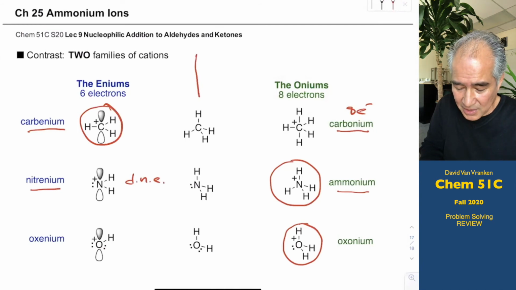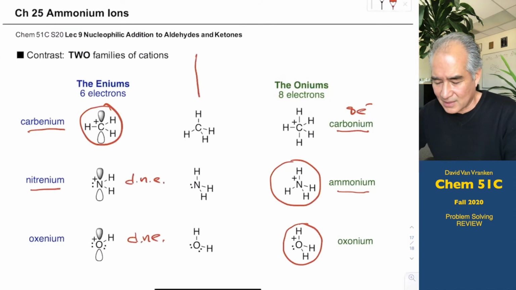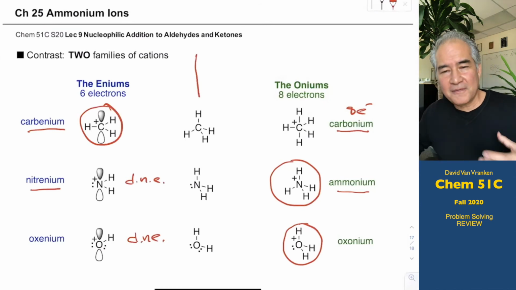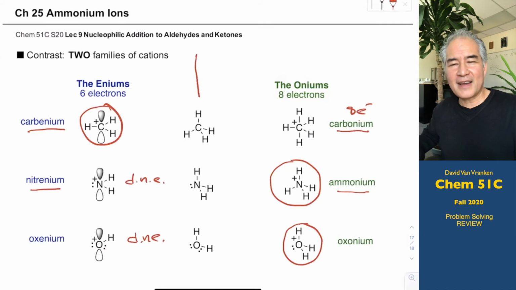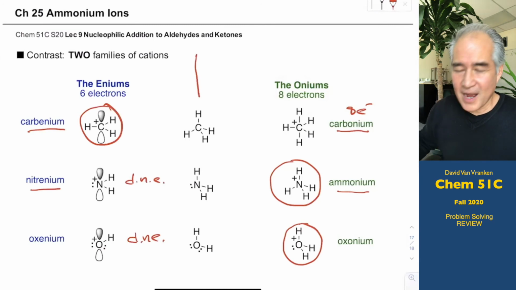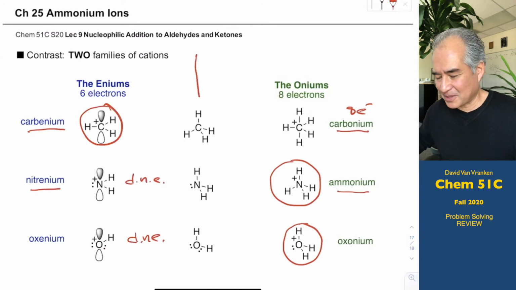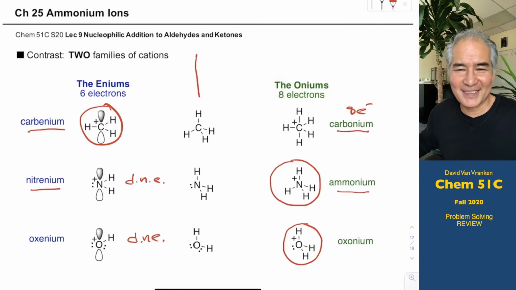And if a nitrenium ion is so unstable that it can't exist, there's no way you're going to form an oxenium ion. So again, why didn't they mention it before? Because these things are so unstable that they're only just kind of speculative hypothetical intermediates. So you're probably confused because the carbocations we taught you about come from the enium class. They're carbenium ions. And the ammonium and oxonium ions we taught you about come from the onium ion class.